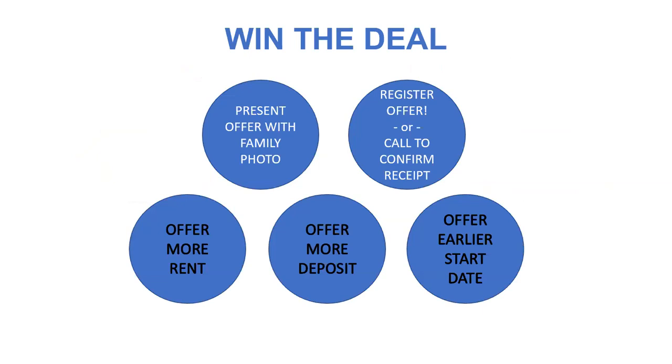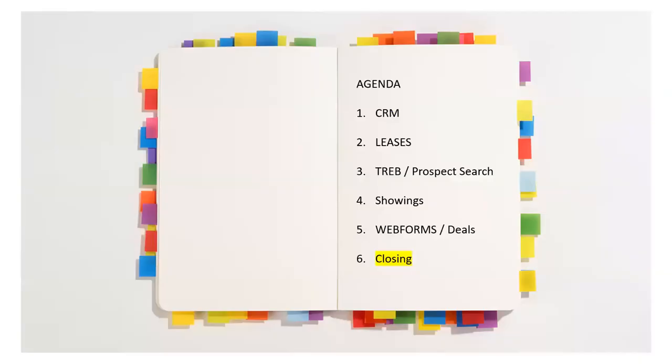And then, as I mentioned before, to really sweeten the deal, to really increase your chances of getting an offer accepted, offer more rent, offer more deposit, offer an earlier start date. It's just the nature of leases. If you're wanting to go in and negotiate on their behalf, you're just not going to get it. Leases are really, really competitive. So make sure that you're preparing your client upfront. As I said as well, present the offer with a family photo. I feel that goes a long way. And of course, make sure that the listing agent has received the offer when you send it. So just a couple of tips there to win the deal and get it accepted.